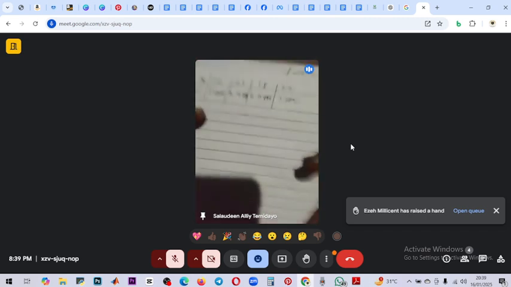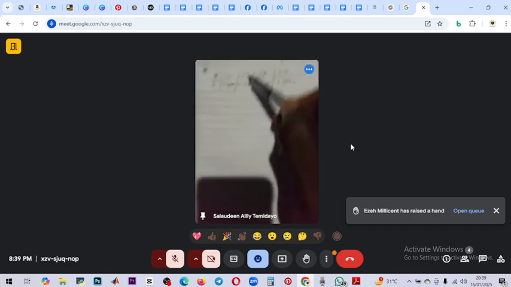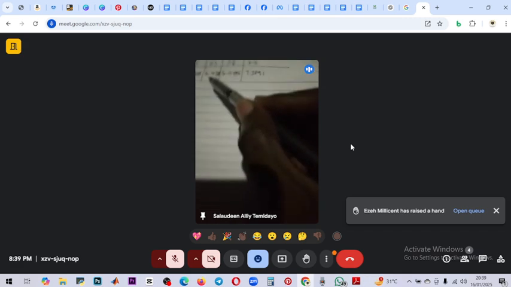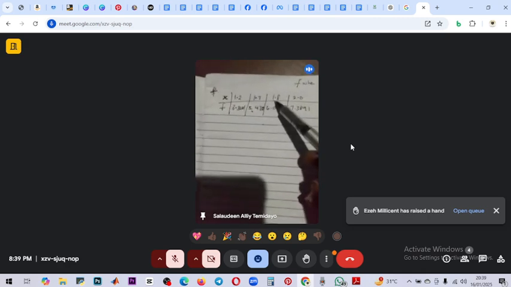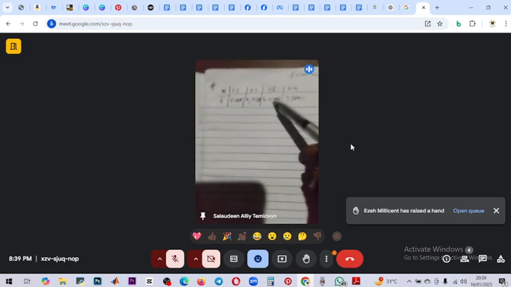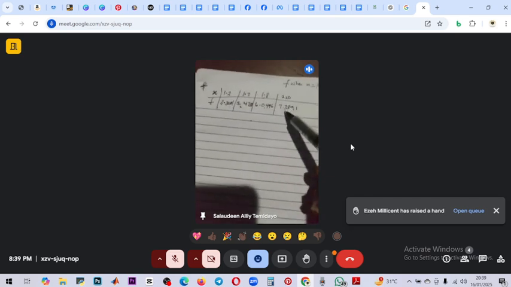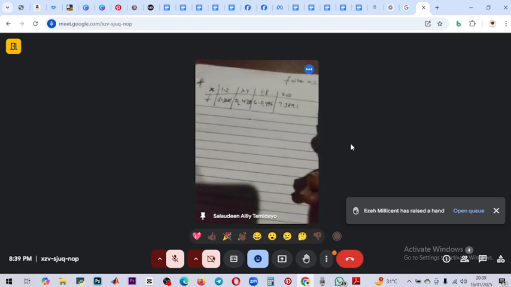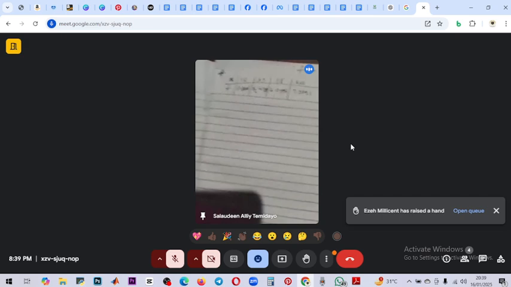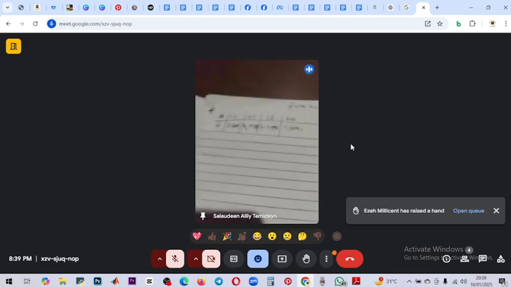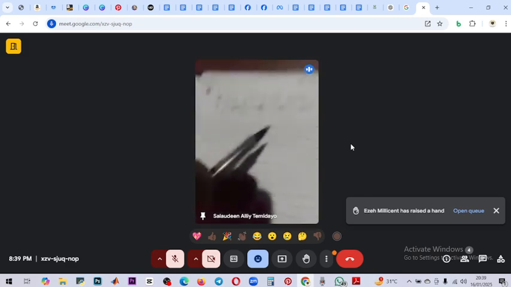We know that when x is 1.2, this is the value. When x is 1.7, this is the value of f. When x is 1.8, this is the value of f. When x is this, which is 2.0, this is the value of f. Now we want to know the value of f when x is 1.4. But before we could do that, we have to create a Lagrange polynomial first, interpolation polynomial.